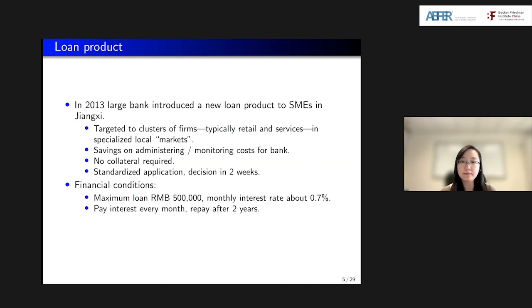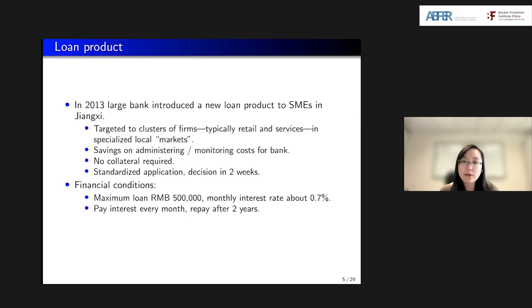And the fact that the program is targeted to local markets is the key innovation, and there are several benefits of doing so. For example, in each market, there is a market office and a market manager who can provide rich information about local firms to the bank. And this can greatly save the screening and monitoring cost for the bank. It may also potentially reduce the time cost for bank officials, because by visiting one market, they can potentially talk with several clients at the same time.